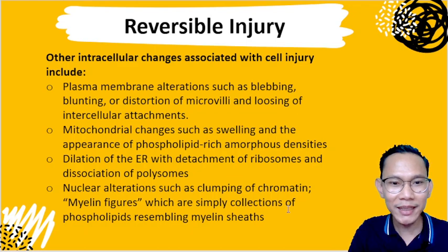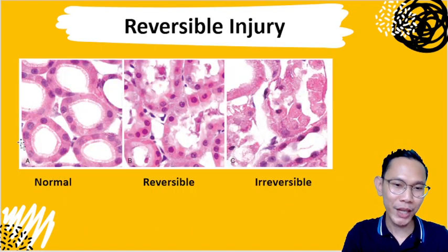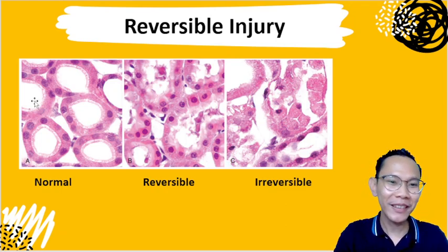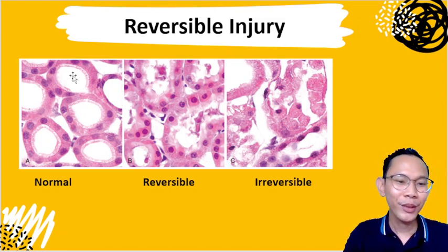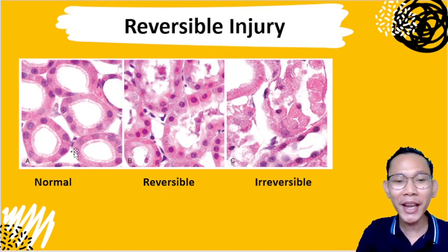So, tingnan natin sa ating sample. So, first, let's identify this tissue. Ano yung tissue ito? Okay, I know you're already done with histology, so let's identify. Ano nga? I know. Sige, try na. Ano to? You're already done with your histology. I know you can answer this one, so let's try.